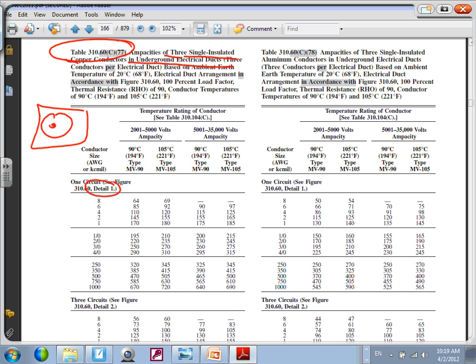And if my voltage is 12.47 kV, I'm here. I'm going to use medium voltage 90, the default. And I will use number 4 conductor to carry 295 amps. Part of the definition is that the duct is encased in concrete. Duct encased in concrete. It could be rigid, could be any equipment.